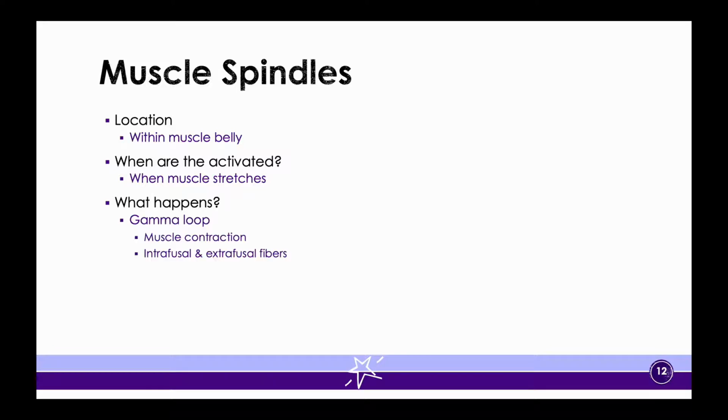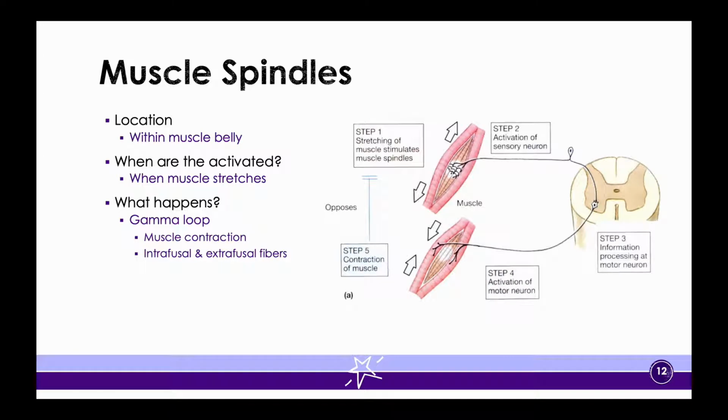And what ends up happening is we have a gamma loop activation. When the muscles are stretched, it ends up contracting the muscles. And it does it through the intrafusal and extrafusal fibers that we have, so inside and out. We've got a picture right here. So we have a stretching of the muscle. You can see the arrows pointing out, drawing it in opposite directions. When this is stretched, again, it's a reflex. It does not involve our brain whatsoever. It comes through the spinal cord and directly activates the contraction of that muscle.